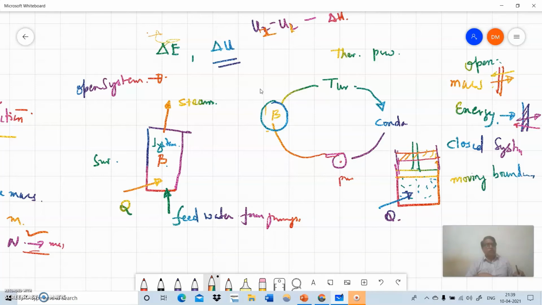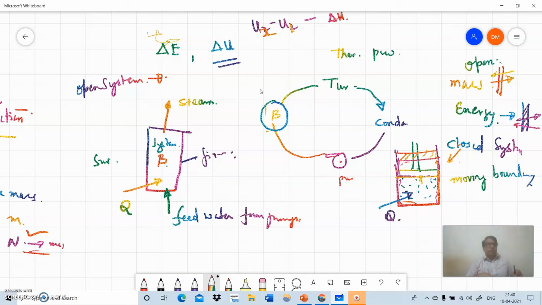Moving boundary. Whereas this was a fixed boundary, here it is a moving boundary, because as you add the heat, the piston goes up, and thereby this volume will change. The initial boundary is this, and the final boundary will be like this, right? That's why it is a moving boundary; this is the imaginary surface we have drawn. So this is a closed system, so there is no mass transfer across it. This is an example of the closed system, right?